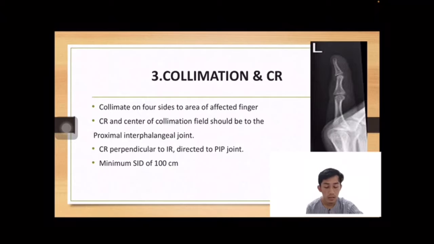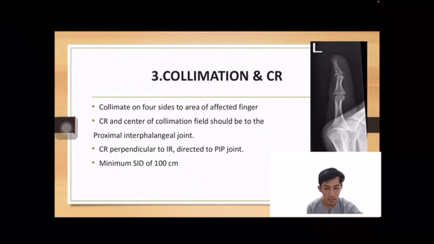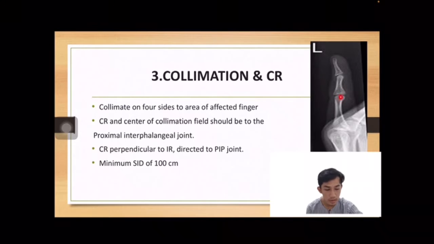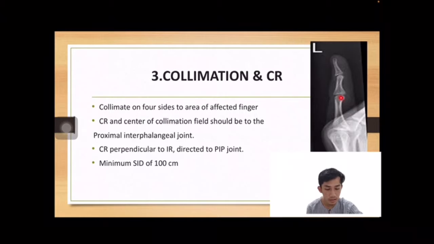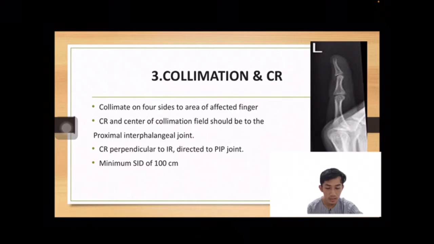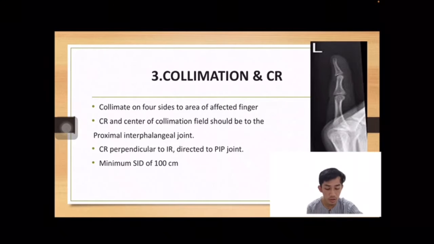The third is collimation and center ray. Collimate on 4 sides to the area of the affected finger. The center ray and center of the collimation field should be at the proximal interphalangeal joint, at this part. The center ray is perpendicular to the image receptor and directed to the PIP joint, which is the proximal interphalangeal joint, with a minimum SID of 100 cm.